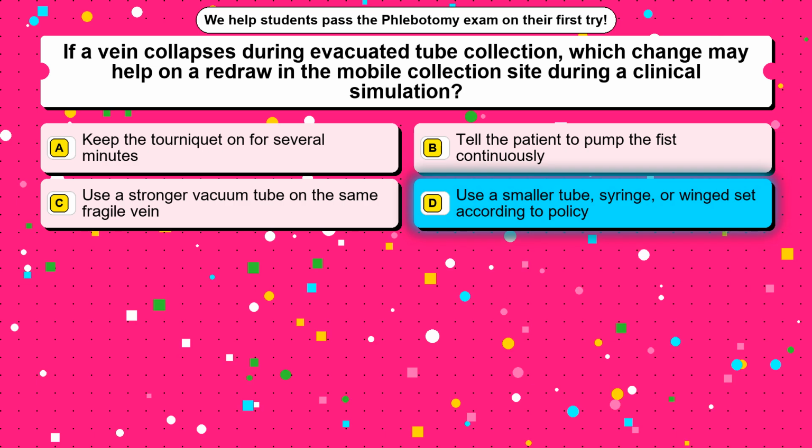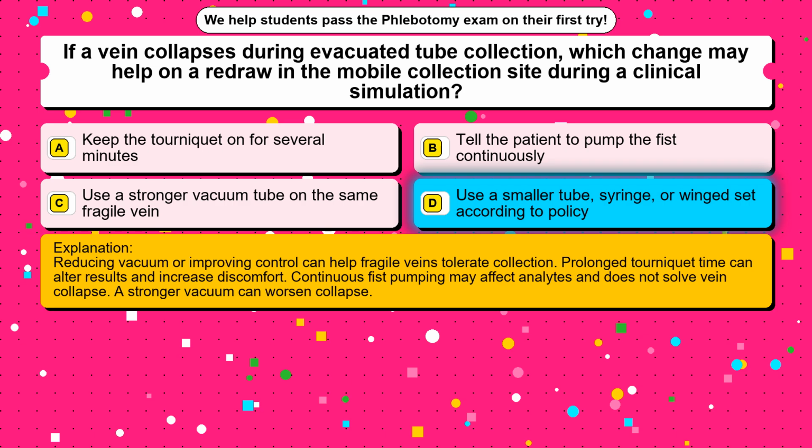The correct answer is option D. Use a smaller tube, syringe, or winged set according to policy. Reducing vacuum or improving control can help fragile veins tolerate collection. Prolonged tourniquet time can alter results and increase discomfort. Continuous fist pumping may affect analytes and does not solve vein collapse. A stronger vacuum can worsen collapse.